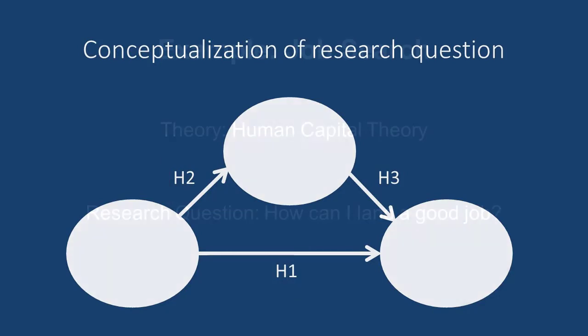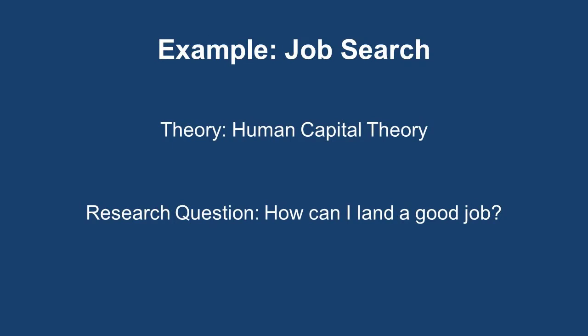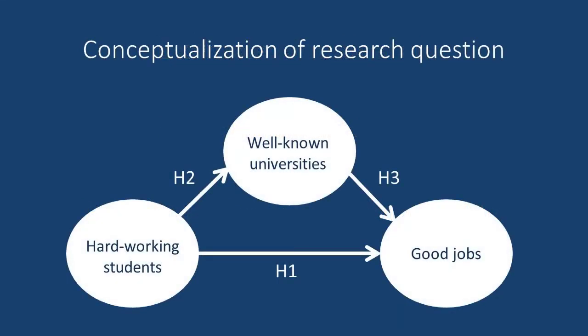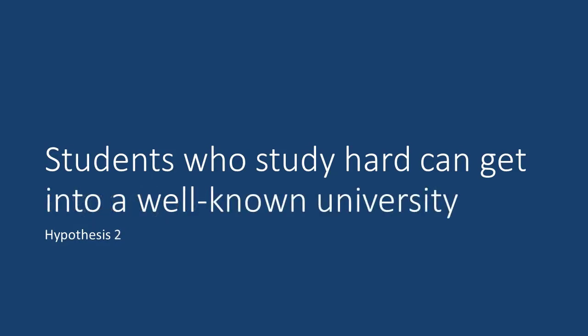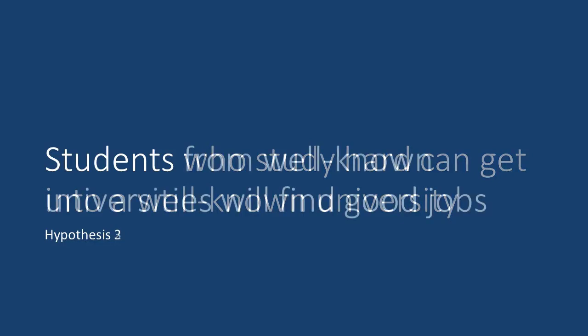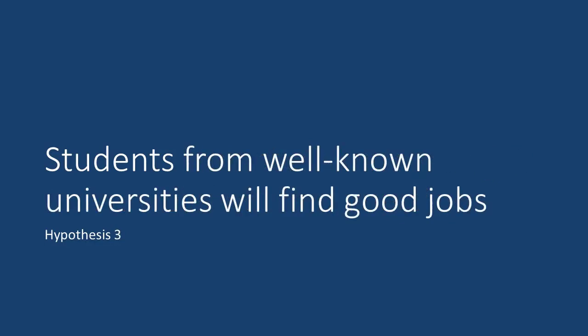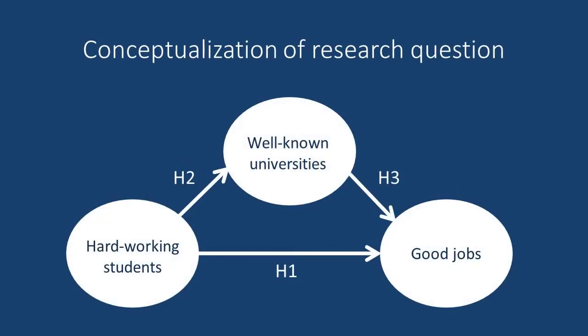Let's take the example from before. Job search and human capital theory. The research question could be, how can I land a good job? Now we put this into our conceptual model. Hypothesis 1 might be, students who study hard can get a good job. Hypothesis 2 would be, perhaps, students who study hard can get into a well-known university. H2. And then H3 would be, students from well-known universities will find good jobs. And that would be then our conceptual model related to job search and human capital. But the basic idea is we have the research question and theory, and then we try to make it more specific and turn it into a conceptual model.